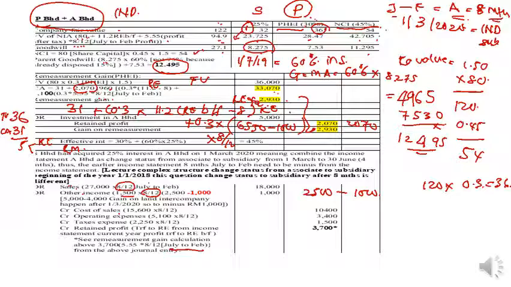We need to find the company value. So the company value of A here is 1 ringgit and 50 times the share capital in A. If you look at here, the share capital in A here is 80. Okay, when you multiply this together, you're going to have 120, isn't it? And total up here, 80 times 1 ringgit and 50.